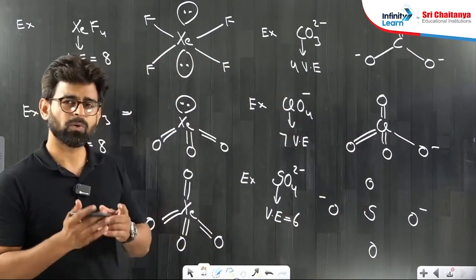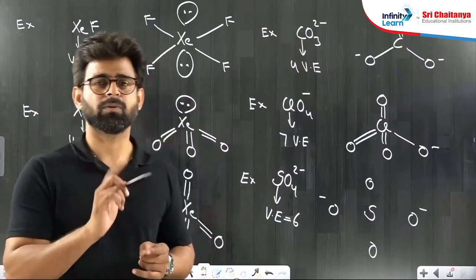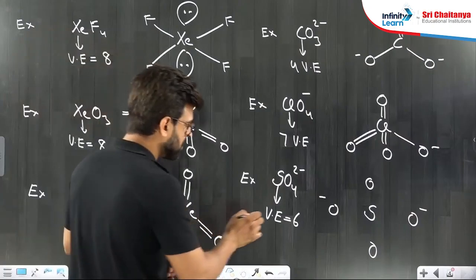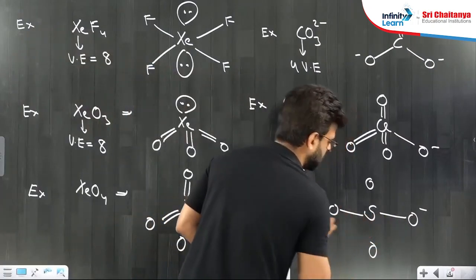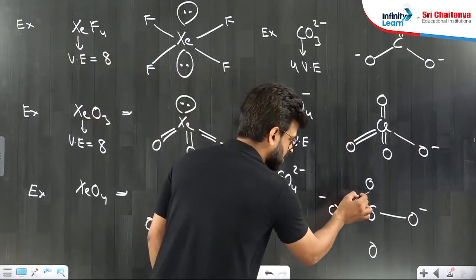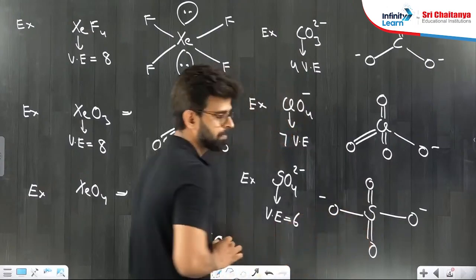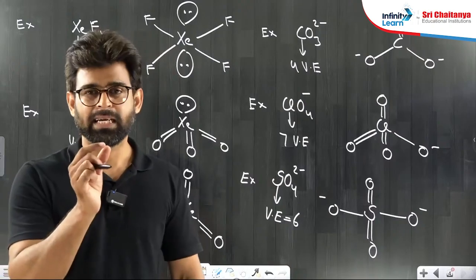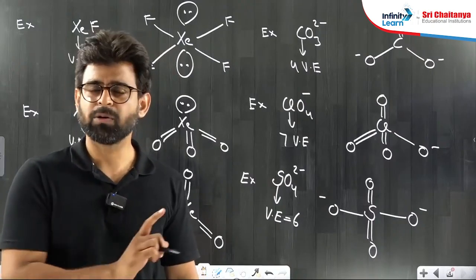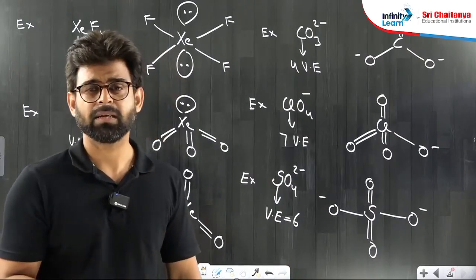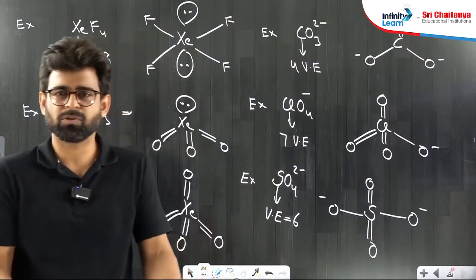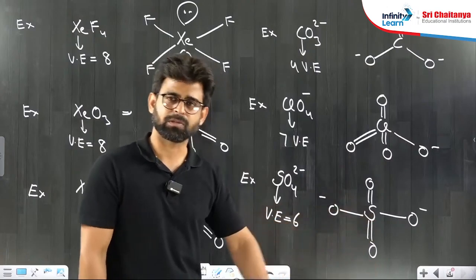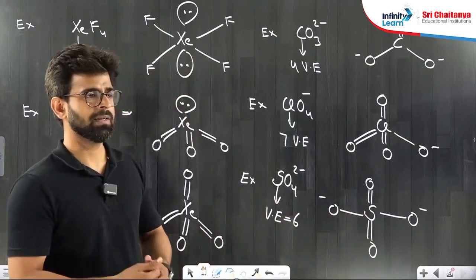Now I know that O negative will make a single bond because it already has seven valence electrons. So this O negative will make a single bond, and the neutral oxygen will make what? A double bond. As you can see, the center atom is making many bonds, so we have to check once whether it belongs to the second period or not. No, so no issue, sulfur can make many bonds. Here it is making 6 bonds, it's fine, sulfur can make 6 bonds, clear, right?